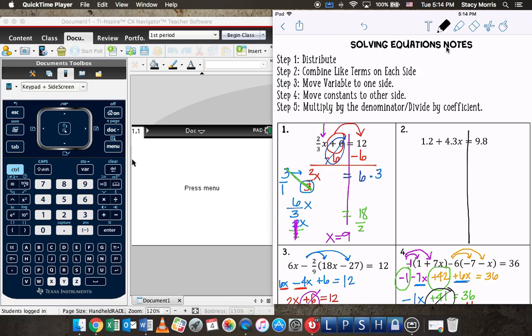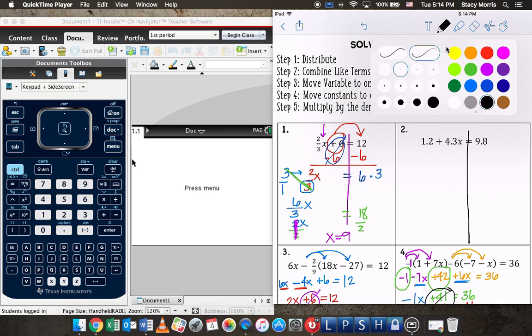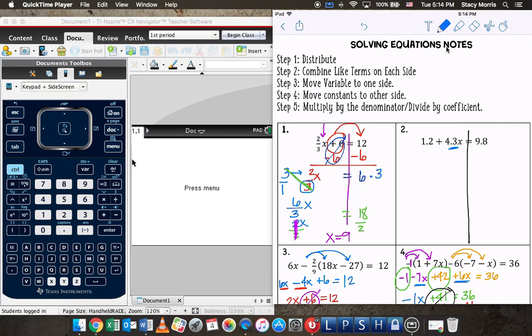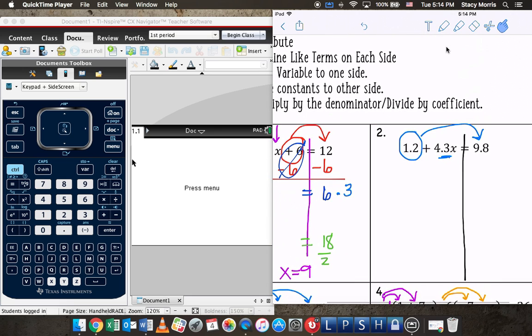So step 4 is the first step where we're actually going to have something to do. It says move constants to the other side. Again, our variable is on the left-hand side already, right there. So we want to move this 1.2 to the other side. To do that, we're going to do the opposite operation. That's a positive 1.2, so we are going to subtract 1.2. I'm going to zoom in so I can write a little easier here. So we're going to subtract 1.2 from both sides.